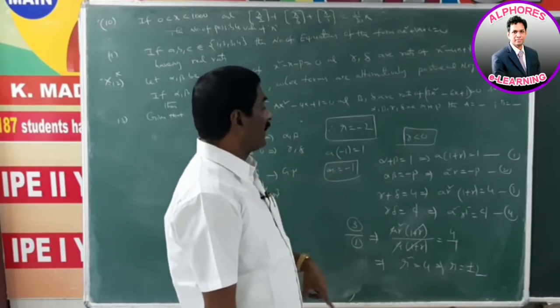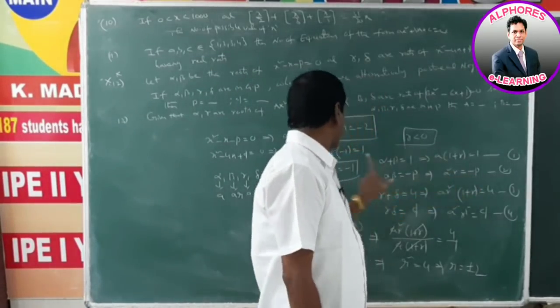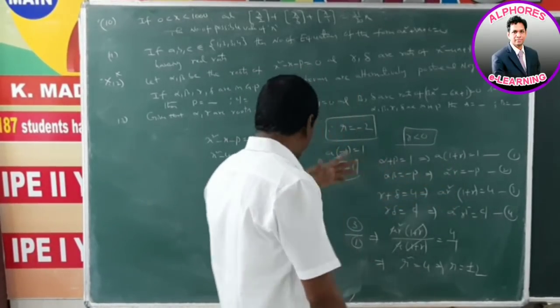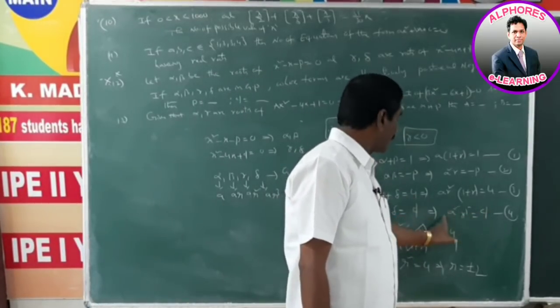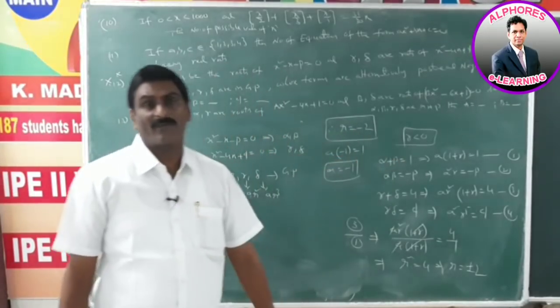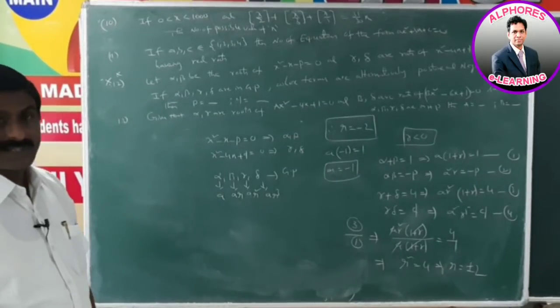For getting P, A square R is equal to minus P, so P is equal to minus A square R. A is equal to minus 1, R is equal to minus 2. Substitute these values, we get P. For getting Q, from the fourth equation, Q is equal to A square into R power 5. Substitute those values, we get Q. Very, very important model.